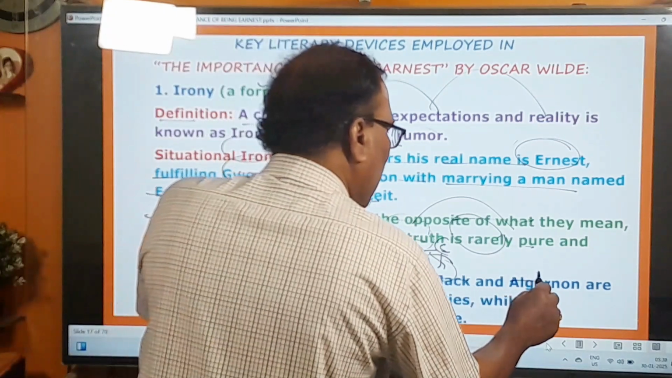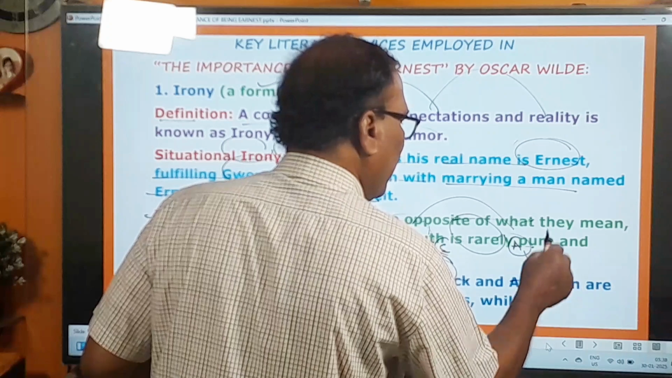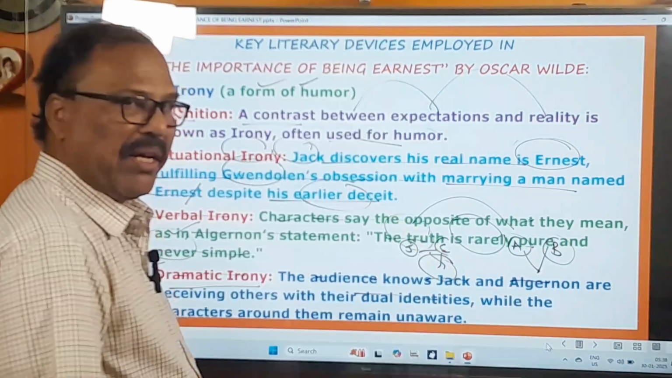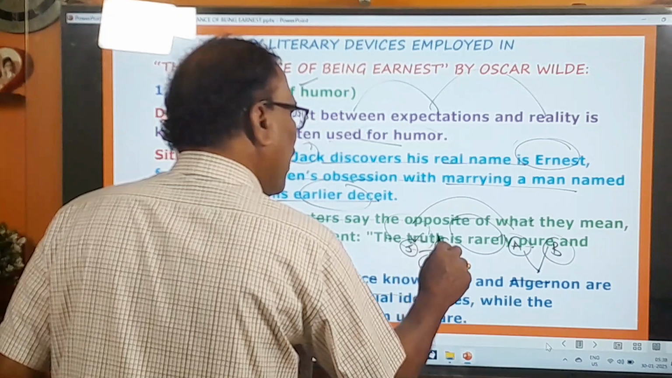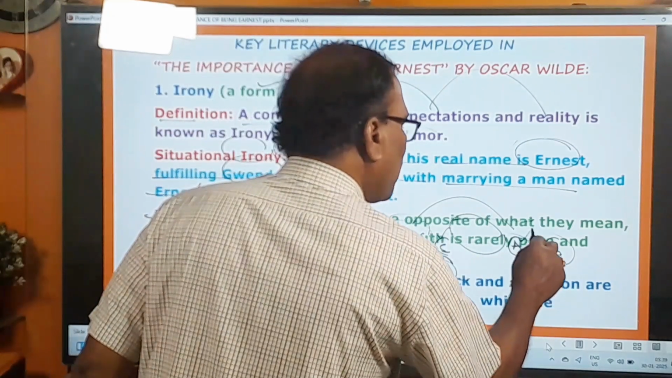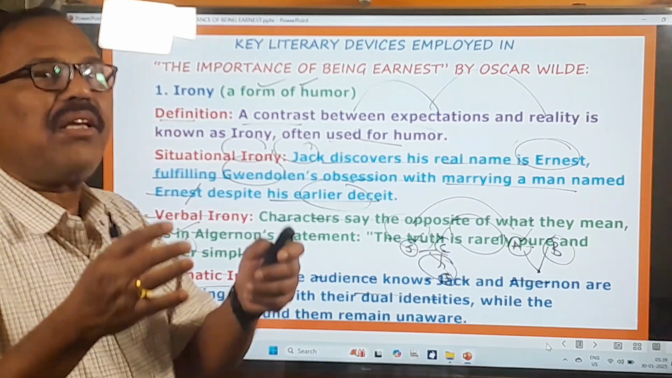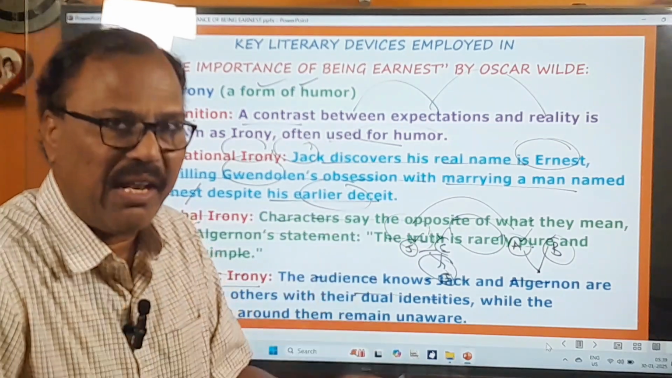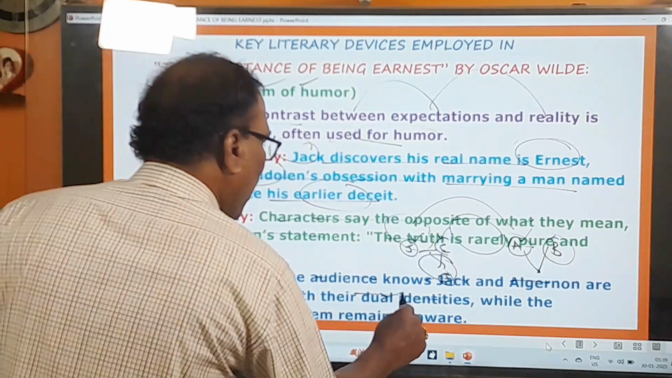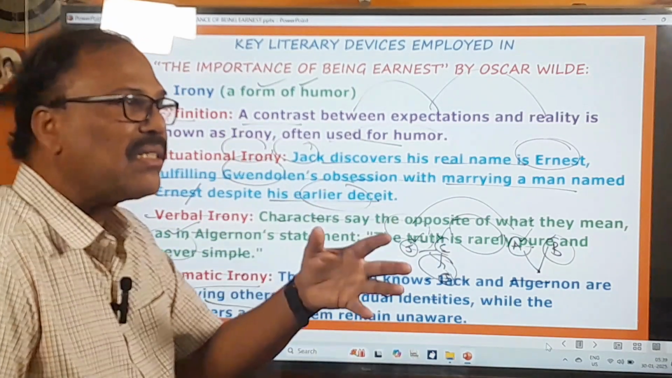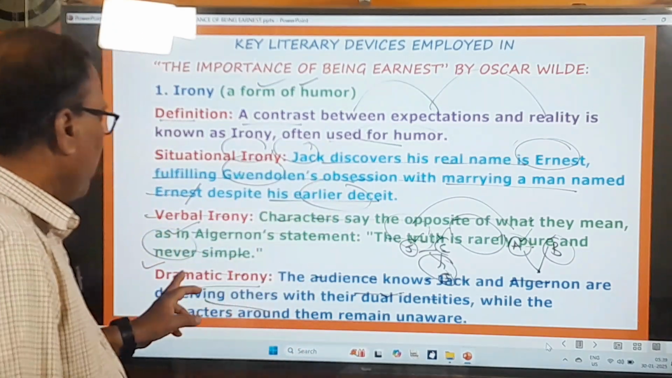Okay, and Algernon is there. This is Algernon in the place where he lives, but whenever he goes to London, he calls himself Bunbury. So in this way, Jock is living a double life, and Algernon is also living a double life. All these things the audience knows pretty well, whereas the characters around them remain unaware. That means the characters of the drama do not know that. So that itself is called dramatic irony.